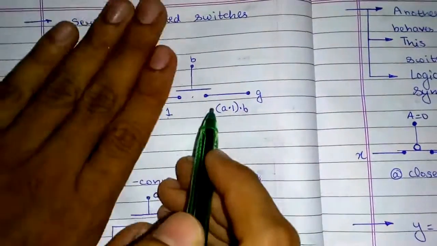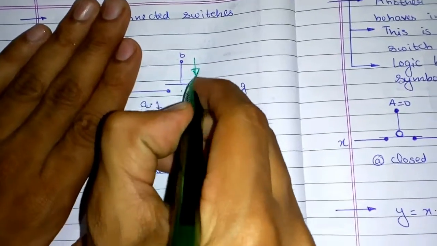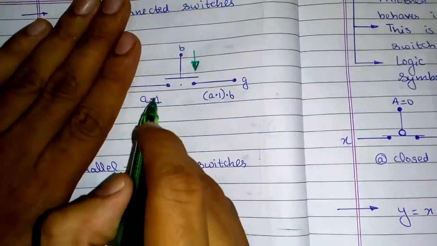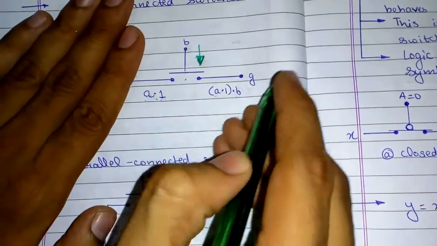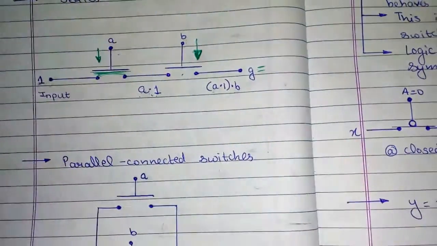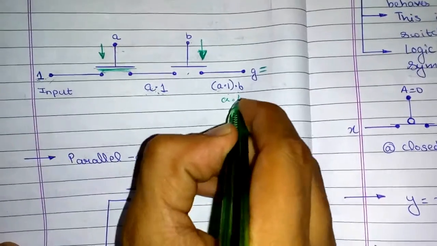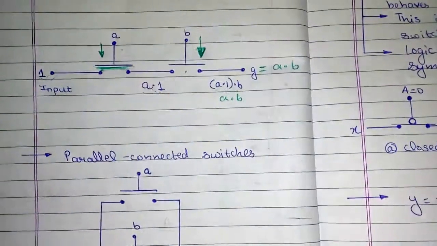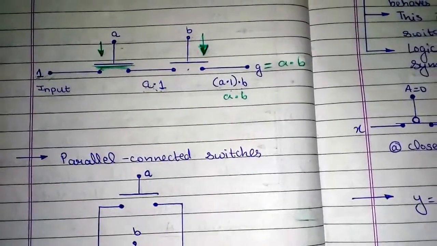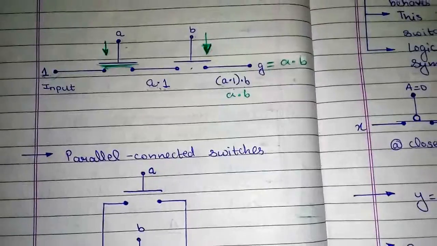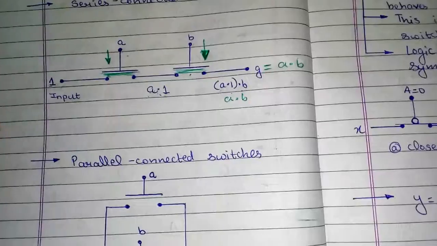And now if I forget about this, I have input as A into 1 and this B switch is pressed down or it is closed. So basically I will have A into 1 multiplied by B. That's what I have written. So this final output G will be equal to A into 1, which is nothing but A, multiplied by B will give me A dot B. Now if I want this output A into B, I have to simultaneously close both of these switches.